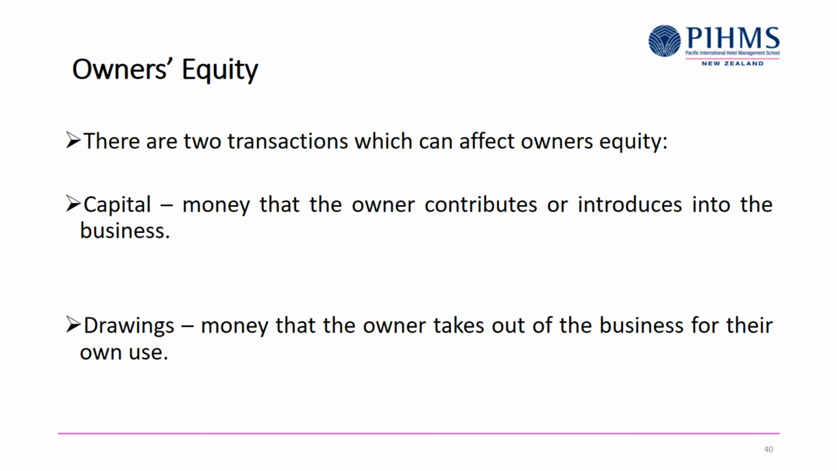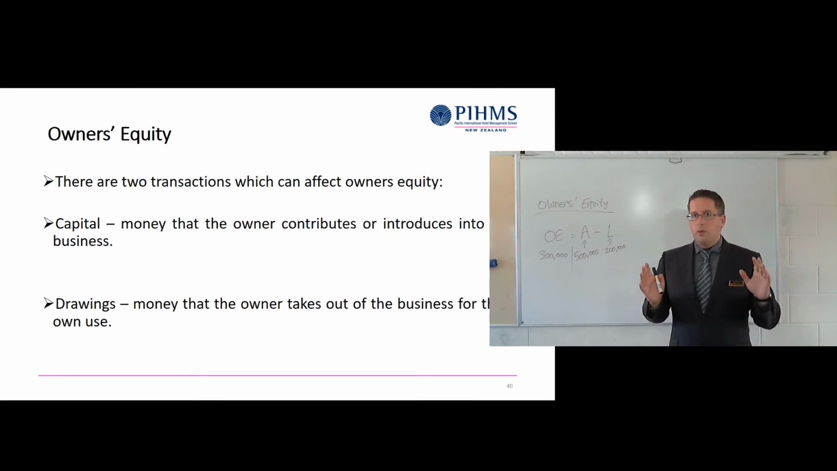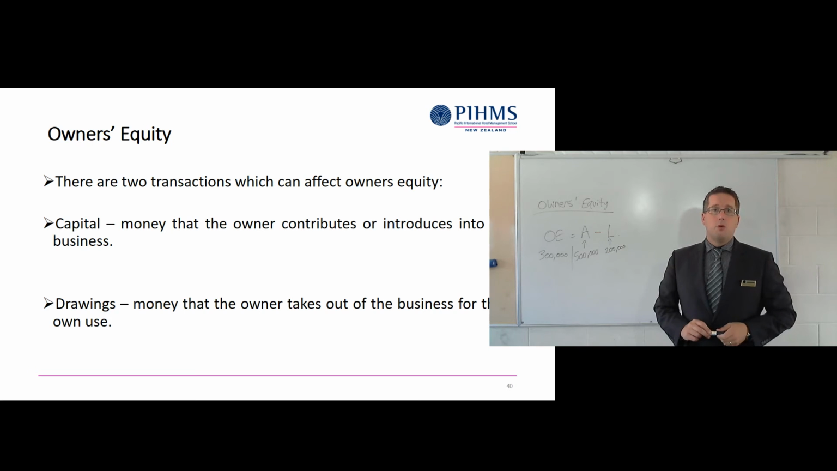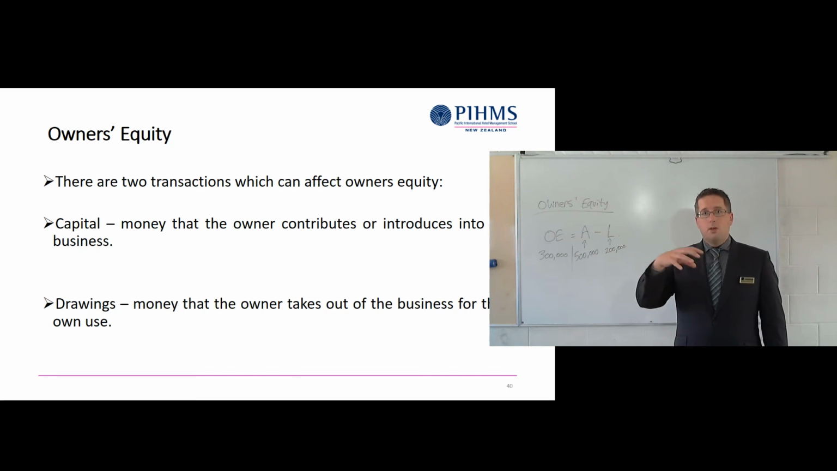Right. Now, there's two transactions that we'll cover this year. There is more if you go further on in accounting, but there's two simple transactions that can affect owner's equity. The first is called capital. So capital is money that the owner contributes into or introduces into the business. Now, this is really common when you're starting up a new business. The owner takes his own cash, puts it into a business bank account. That's called capital. Okay, so great thing because it gets the business going. And basically the owner is loaning the money to the business.